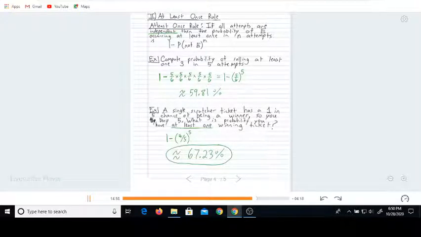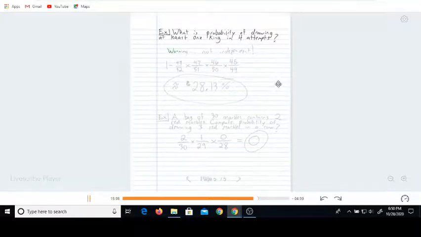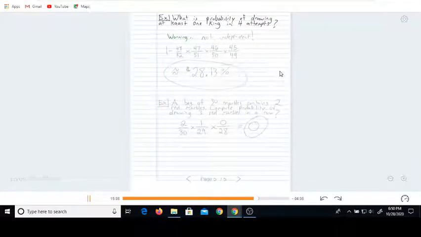Alright, last example. So, what is the probability of drawing at least one king in 4 attempts? Gotta be careful here. Warning, these events are not independent. They are not independent, so we can't use the formula. We got to do it manually. So the opposite of getting at least one king is never getting a king. So we take the opposite, subtract it from 100% to get the corresponding probability. So we're going to do 4 attempts, and the opposite of at least one king is never getting a king.